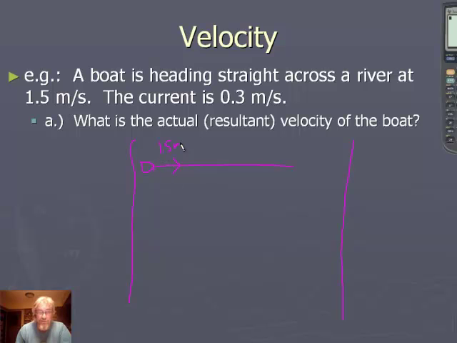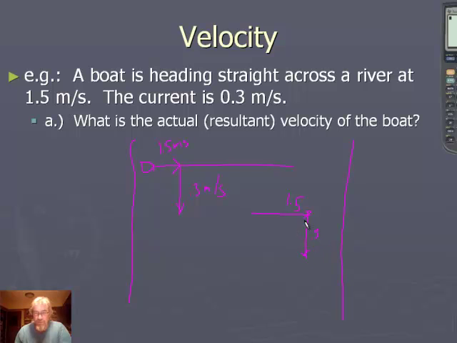The current, however, is changing things. So I've got a current here that's going down, let's say down is down the page. It's 0.3 meters per second. It's obviously not to scale. The 0.3 would be much smaller than the 1.5. Now, the question is, what's the actual or resultant velocity of the boat? Well, we can make a little triangle out of this. We already sort of have. This is 1.5. The current is 90 degrees, we're going to assume, from the boat, because it's trying to go straight across the river, so that's a 90-degree angle. And then we want to find what is the resultant velocity of the boat.